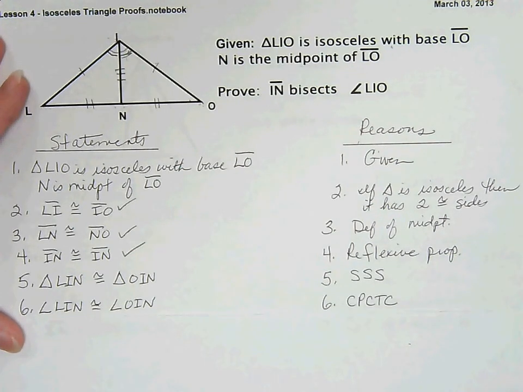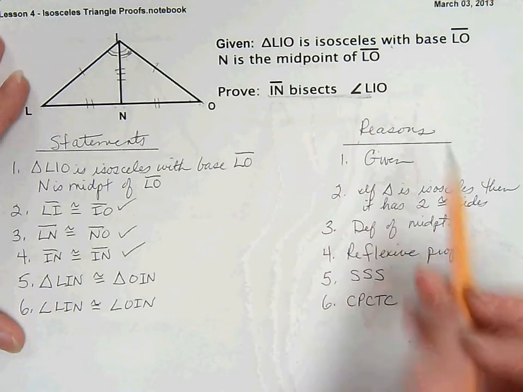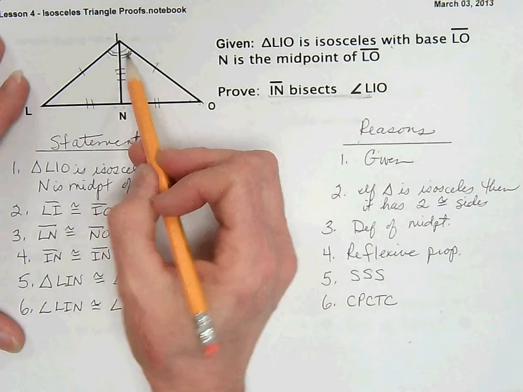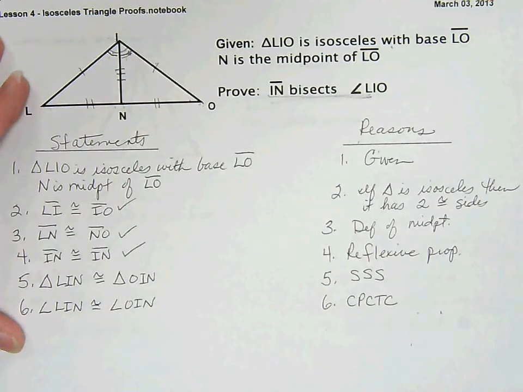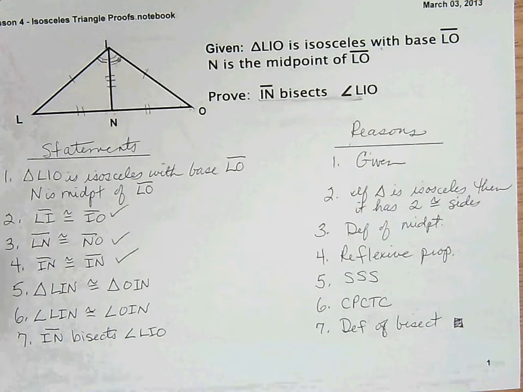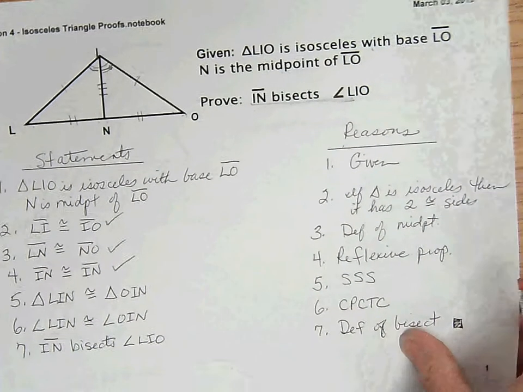Okay, but you're not done. You have to say what you're actually trying to prove. But since you've got two congruent angles here, you know that IN bisects them. So now you can say IN bisects angle LIO, and that's the definition of bisect. Okay, let's do another one.